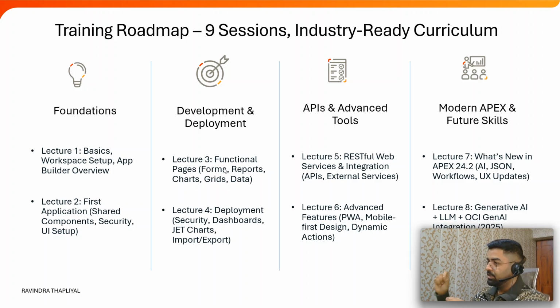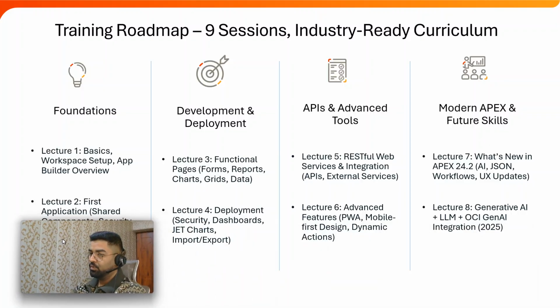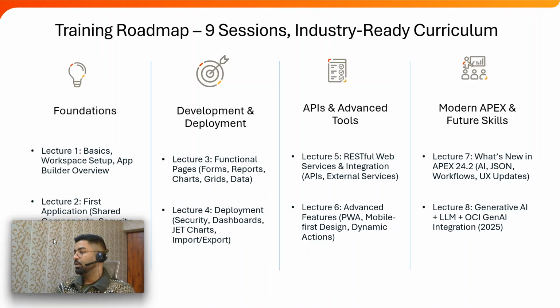Then we have lecture 6, which will be advanced features like PWA, where we will create an application which is friendly to mobile users as well. And then we have the seventh lecture, which will include JSON, and how we will use AI, workflow, and UX. We will see the front end, how we use a Figma design in our Oracle Apex, so we will create a user-friendly application out of that.